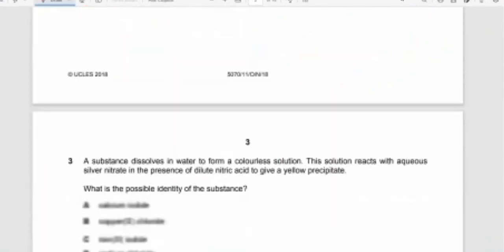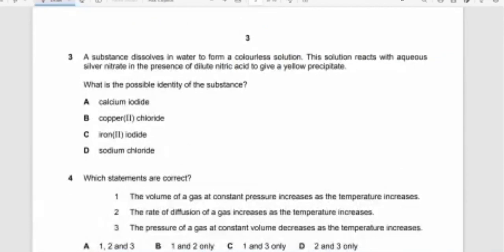Question number 3. A substance dissolves in water to form a colorless solution. The solution reacts with aqueous silver nitrate in the presence of dilute nitric acid to give a yellow precipitate. So the solution reacts with silver nitrate, AgNO3, and a yellow precipitate is formed. You must know that the yellow precipitate is formed by silver iodide. This is a solid.